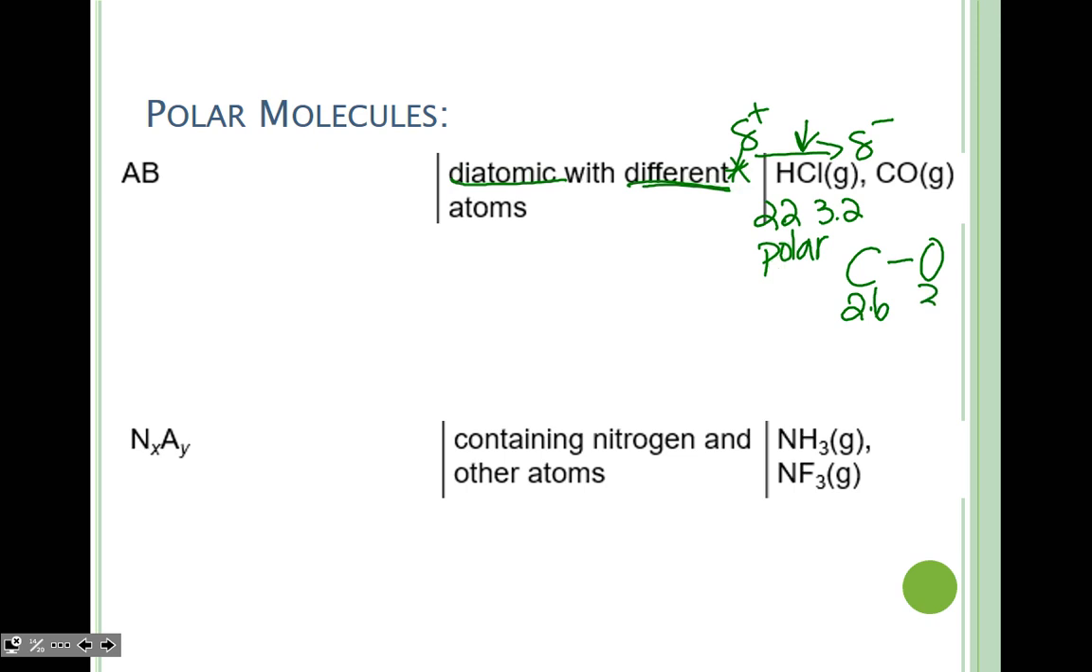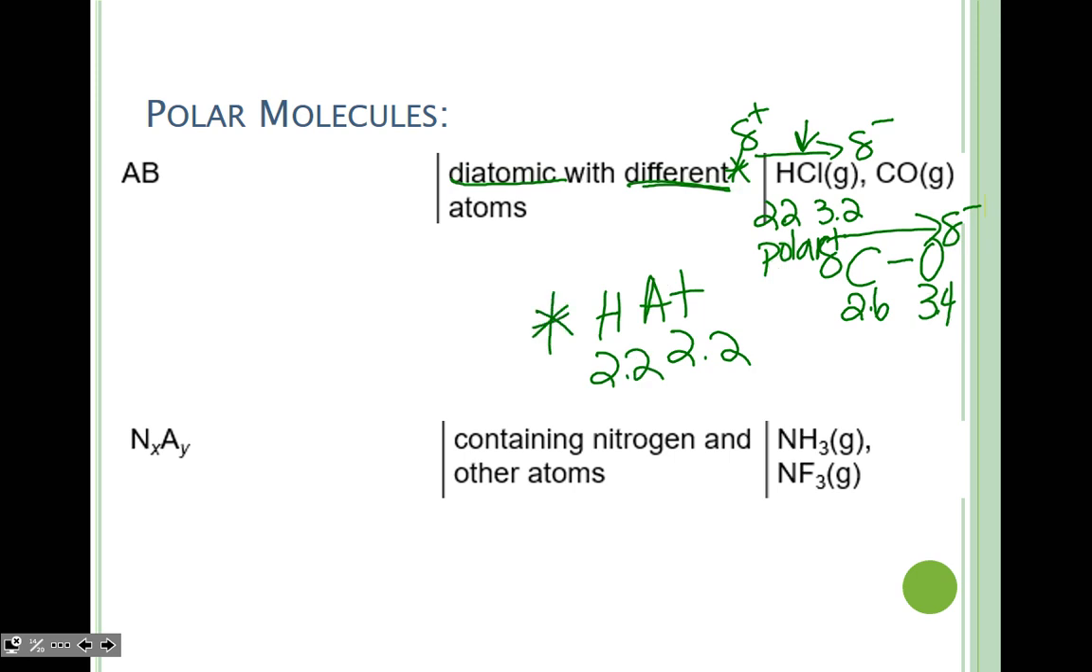Oxygen is 3.4. It moves towards the oxygen. This side's negative. This side's positive. Do you see that? But do not be super confident, because what happens if you get H-H? Don't be like, oh, they're different, therefore it's going to be polar. Let's take a look at the EN numbers. What? 2.2 and 2.2? Here's an exception, kiddos.